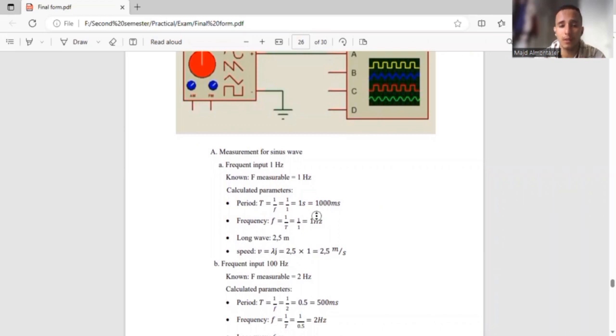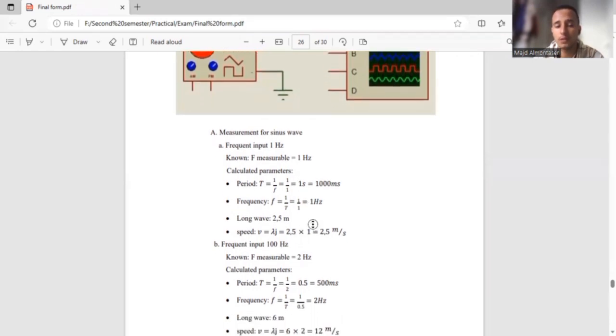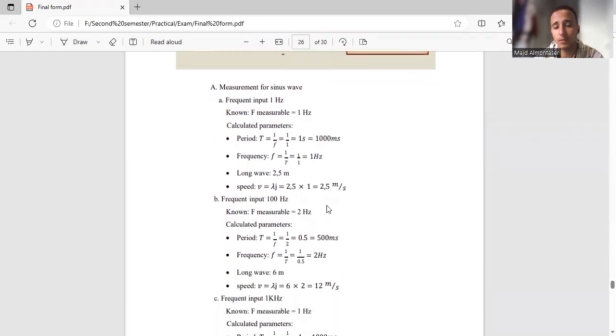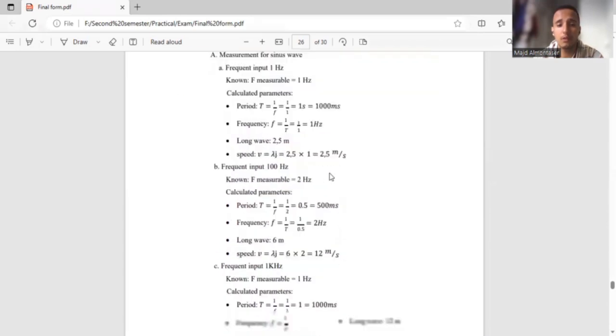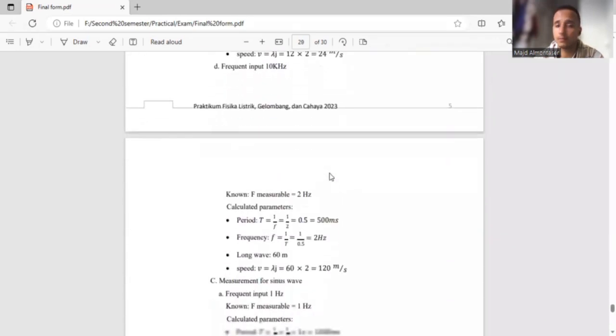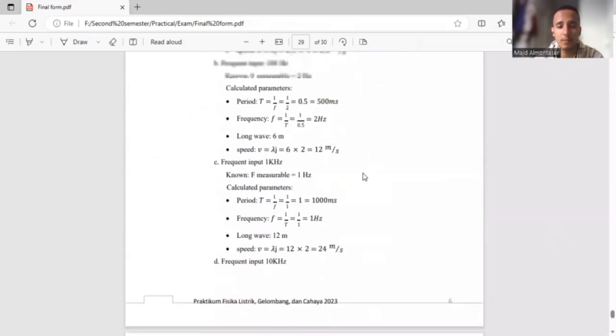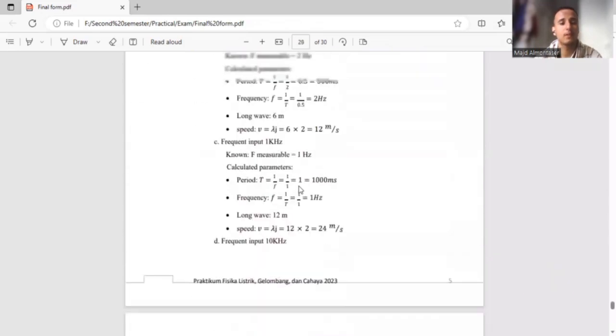And the wavelength, like you might have been given in the example. The speed V equals lambda times F, and lambda equals 2.5 times 1, which gives us the speed. We could use it for different examples, like here frequency input 100 Hertz. You could calculate it, adding them together as in the example below. And these are some examples of this module 6.